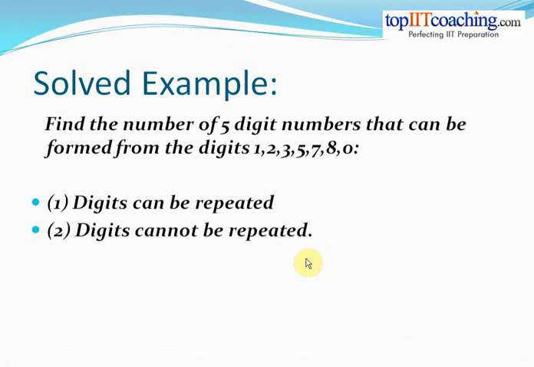Okay, now let's try one more problem. Find the number of 5-digit numbers that can be formed from the digits 1, 2, 3, 5, 7, 8 and 0. Now in this problem we have to find the number of 5-digit numbers from the given digits. These are the digits, but the problem is divided into 2 parts. In the first part we have the condition that the digits can be repeated, and in the second case the digits cannot be repeated. So let's try to see and solve this problem.